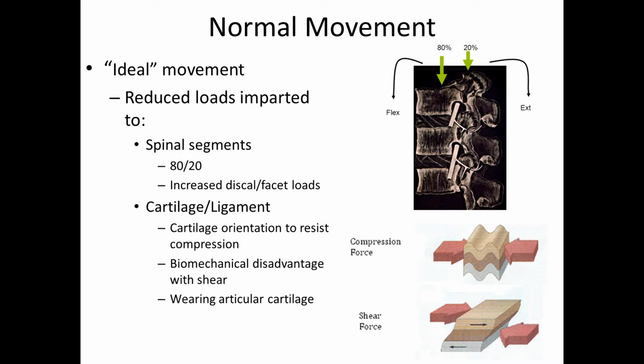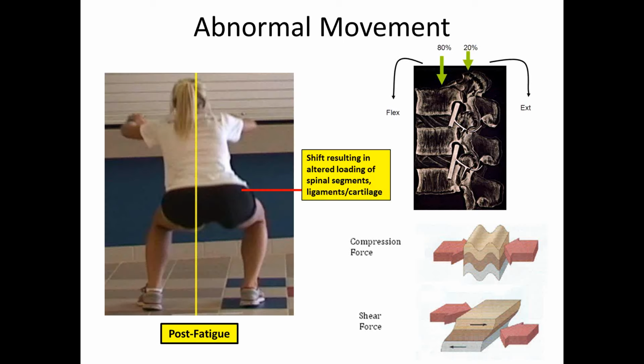If we look at cartilage, cartilage is biomechanically designed to resist compression. However, it is not designed to resist shear stress. Biomechanically, it is placed at a disadvantage against shear stresses. So when thinking both about the loading of the lumbar spine as well as shear forces, think about what a lateral shift like this does, not only at the hip, not only at the knee, but at the lumbar spine.